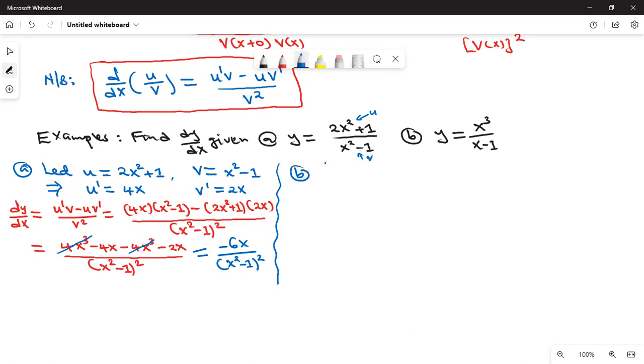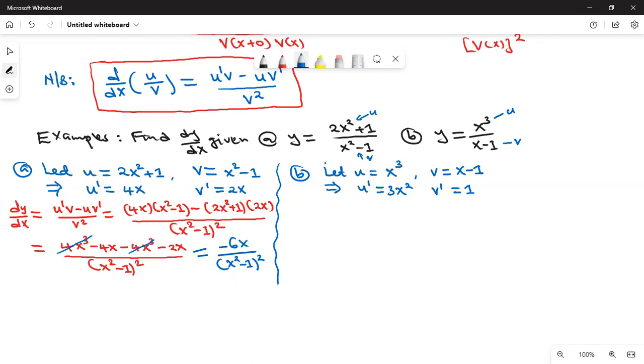Let's see how to go about part B. In part B, this is our u and this is our v. So let u be equal to x cubed and let v be equal to x minus 1. So we need to find u prime. u prime here is equal to 3x squared, and v prime, when you use the power rule, we get 1.